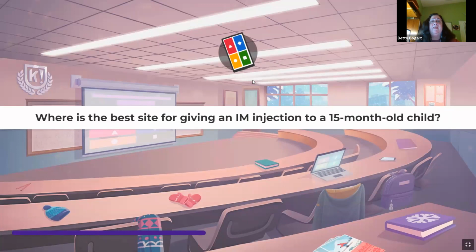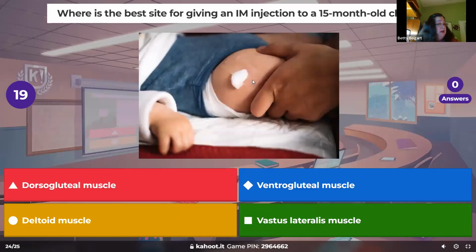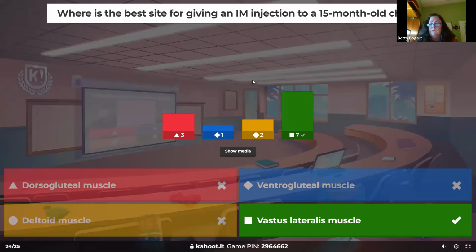Where is the best site for giving an IM injection to a 15-month-old child? And that's your vastus lateralis muscle that is in the upper thigh.